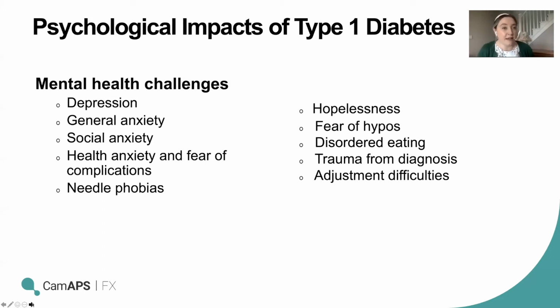Even something as simple as needle phobias can be a really big challenge for people. A lot around feelings of hopelessness that come with having a chronic illness. Fear of hypos is another common one, where people might end up running themselves a little high to avoid a hypo. Disordered eating, again, from that unhelpful relationship with food. Trauma from the diagnosis, and again, those adjustment difficulties that I was talking about at the beginning. So a huge range of ways that diabetes can impact on your well-being and your quality of life.